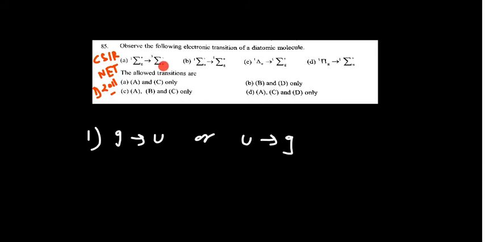So this is G to G. G to G is actually the forbidden transition, so this cannot be your answer. You can strike out this one. A is not correct. Okay.